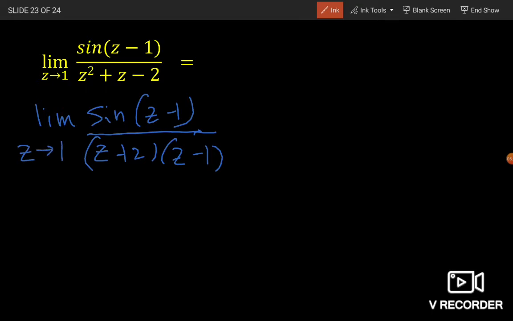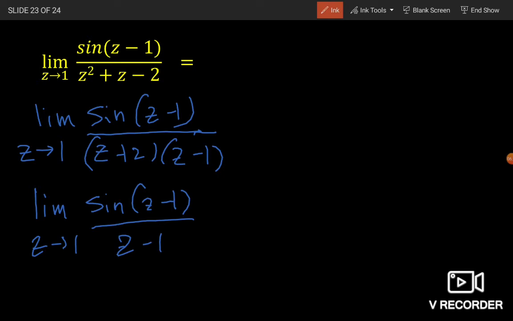Now we can write this as, again, the product of two functions. We have this function here and another function here. We can write this whole expression as the limit of sine (z minus 1) divided by (z minus 1), as z approaches 1, multiplied by the limit of the other function, 1 over (z plus 2), as z approaches 1.